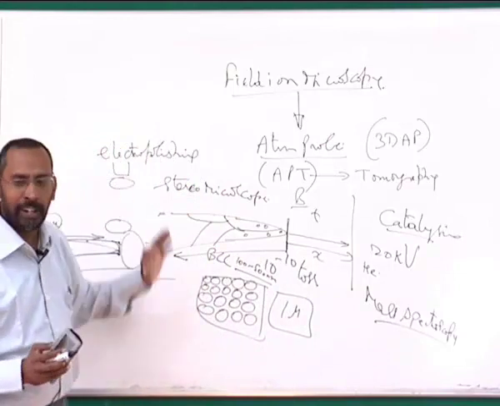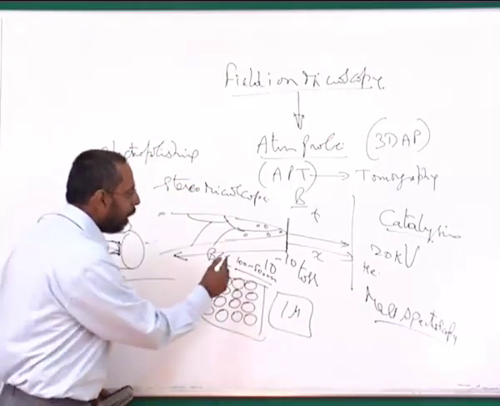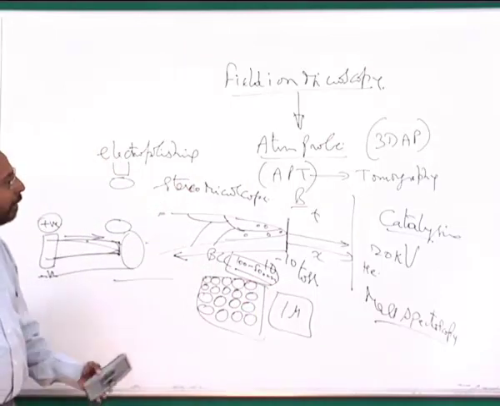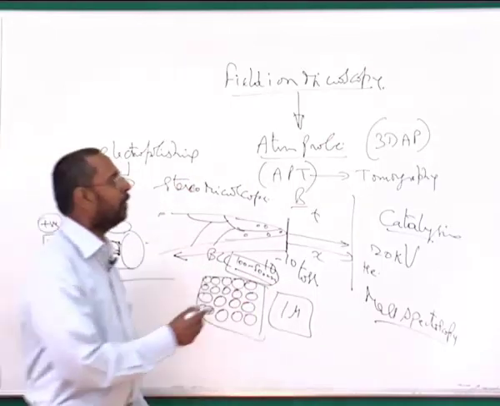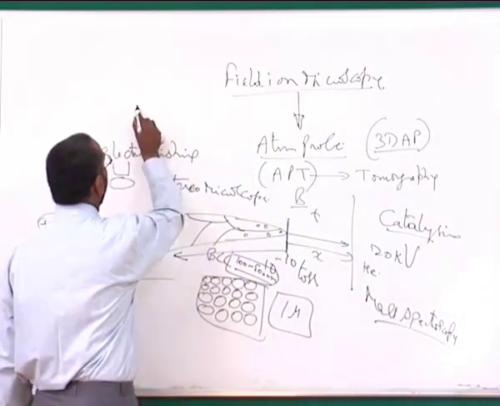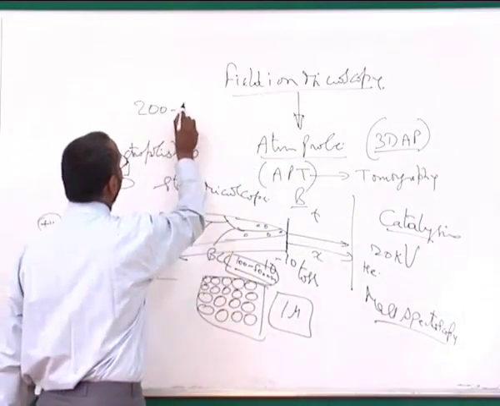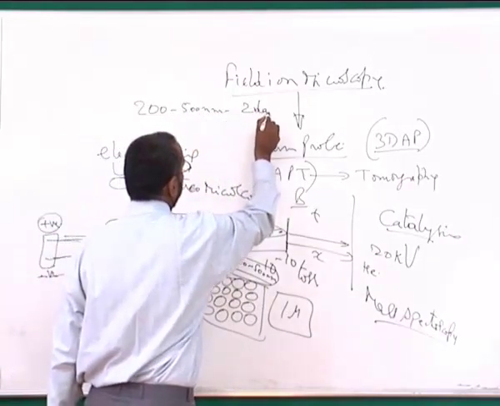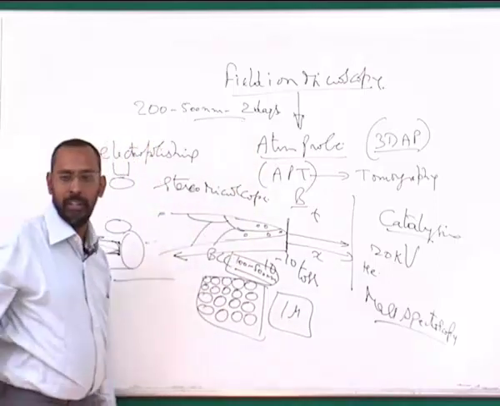And because it takes a very long time, people do not usually go to very large distances. In fact, I should say the older atom probes, which are called 3D APs, would take at least about 2 days for most metals to collect information from a 200 to 500 nanometer depth.